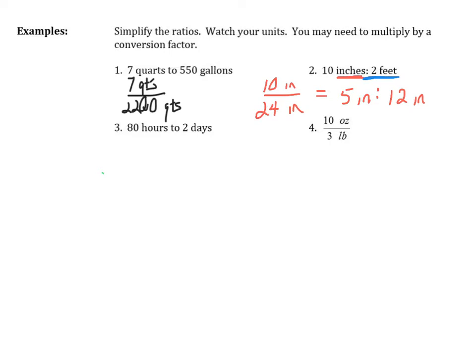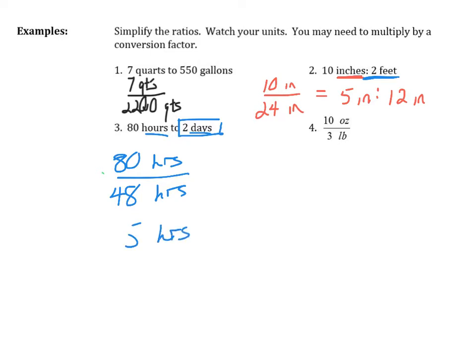Next one, we got days and hours. I want to change them both to hours. So I'm going to keep this as 80 hours. And then there's 24 hours in 1 day, so there's 48 hours in 2. Last thing I want to do is just try to reduce this. Looks like I can divide them both by 16, which is going to leave me with 5 hours and 3 hours.